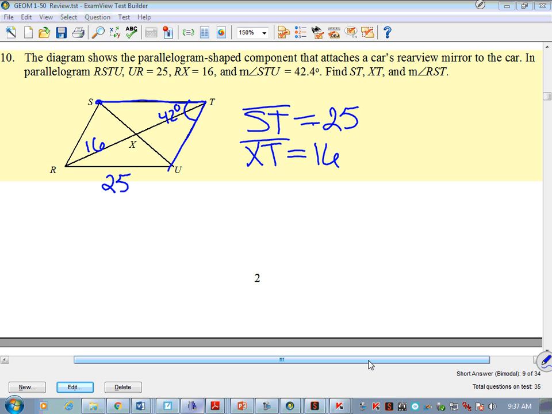Right, and angle RST, let's use a different color. Angle RST. Angle RST and angle STU are consecutive, right? Consecutive angles in a parallelogram are supplementary. The term supplementary means 2 angles that add up to 180 degrees.